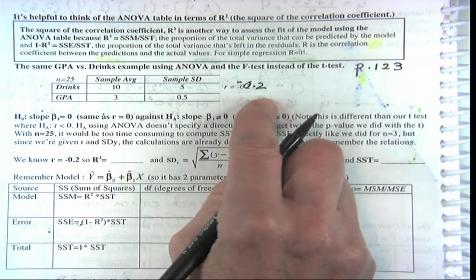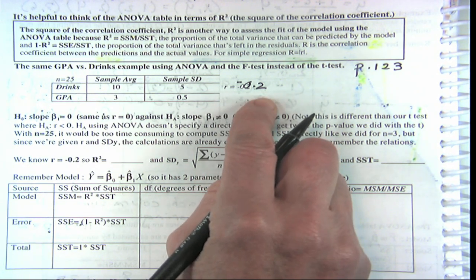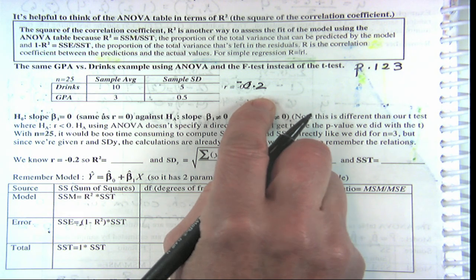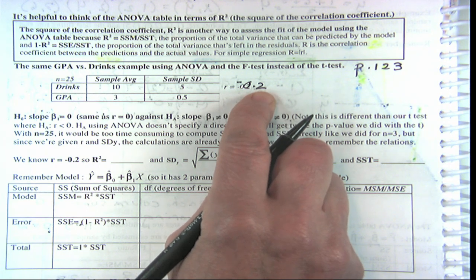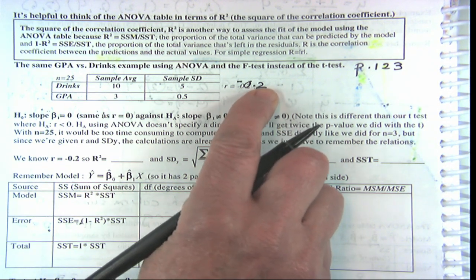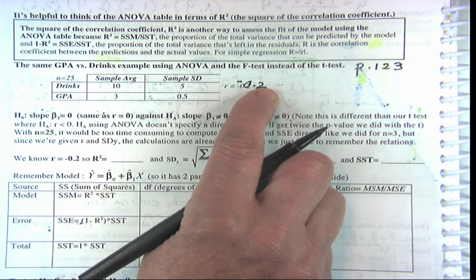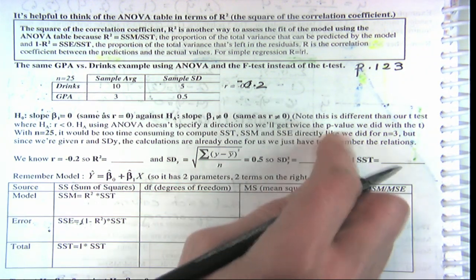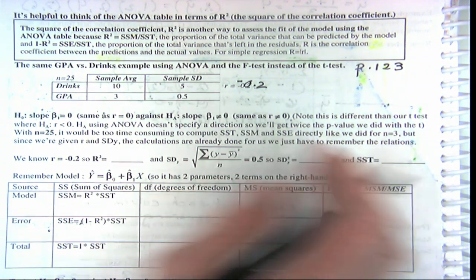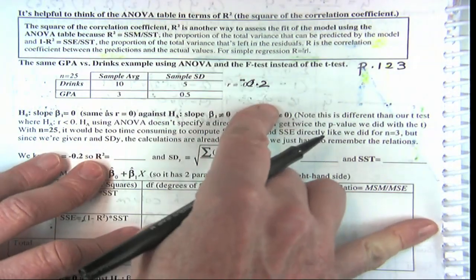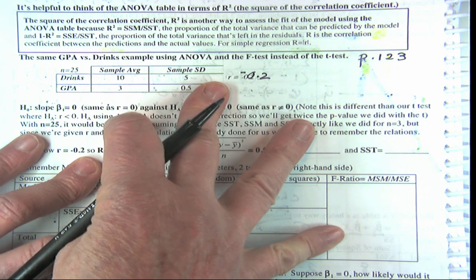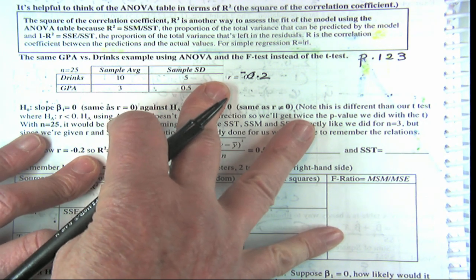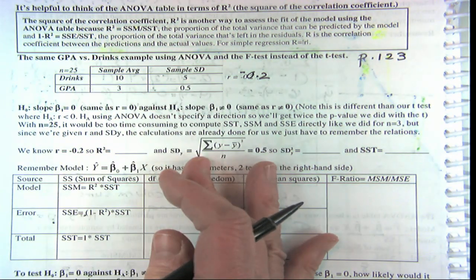And we wanted to know whether that correlation, which is a pretty small correlation, would hold up in our general population, or whether this is just due to sampling variation. If we took another 25 points, we'd get something different, right? So we already did the t-test on this. But now I'm going to show you how you can do the same thing using the f-test.